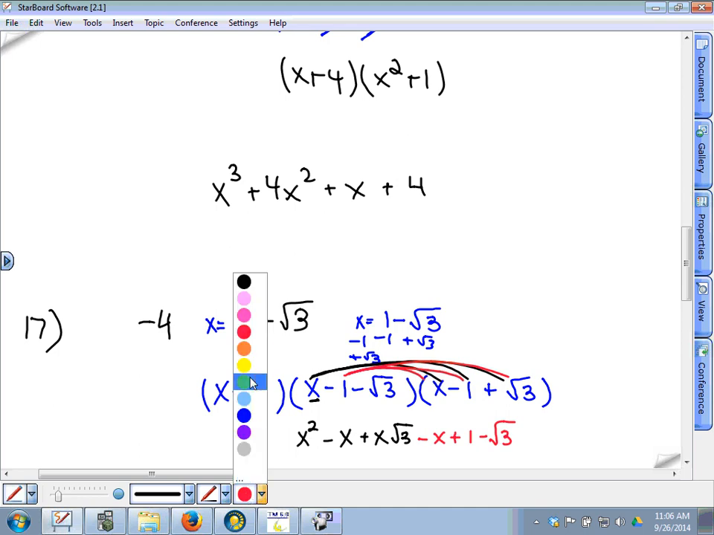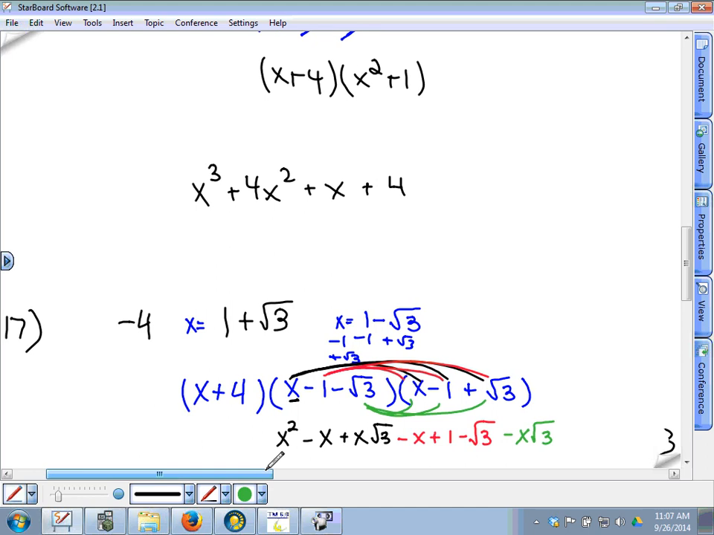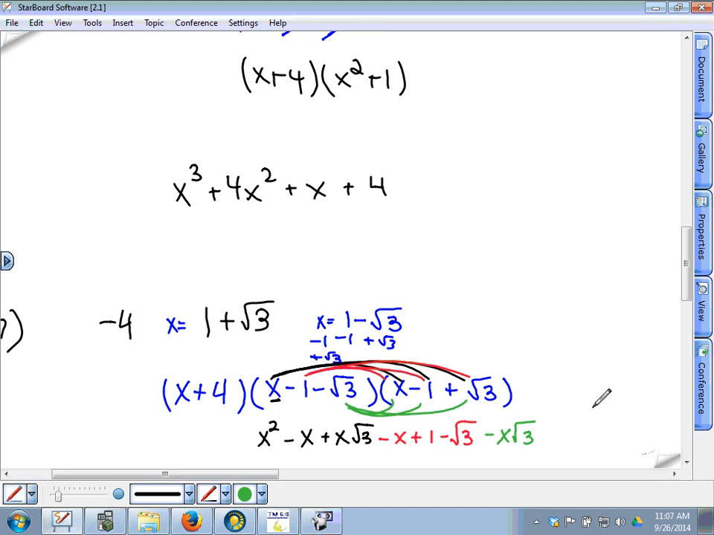And finally, with the negative root 3, that has to multiply the x, it's got to multiply the negative 1, and it's got to multiply the positive root 3. So, negative root 3 times x is negative x root 3. And then negative root 3 times negative 1 is plus root 3. Very good.